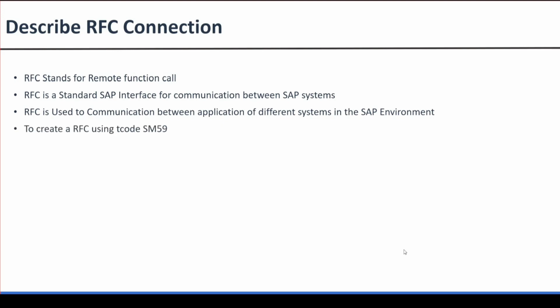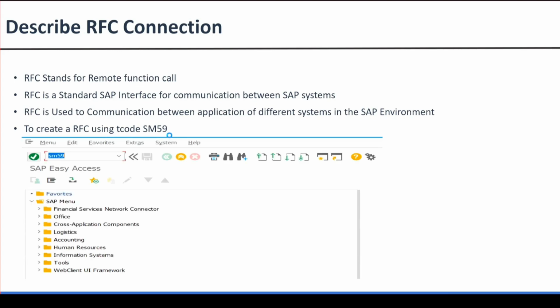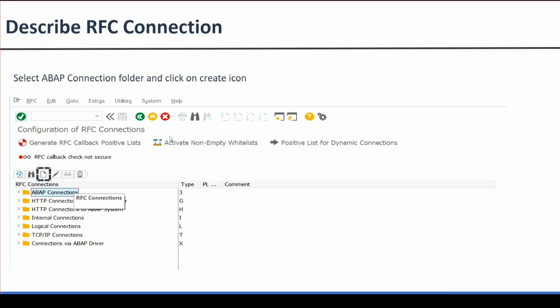Okay, to create an RFC configuration, you need to use the transaction code SM59. Once you run SM59 from the command field, you will get this pop-up. This screen will be triggered. Here you can choose the ABAP connection and click on the create icon. Now I am going to configure my RFC connection. Once I select the ABAP connection and click on the create icon, I click on enter.